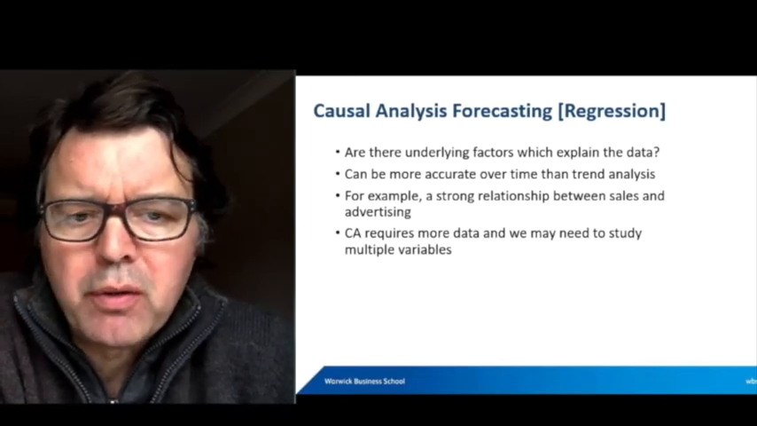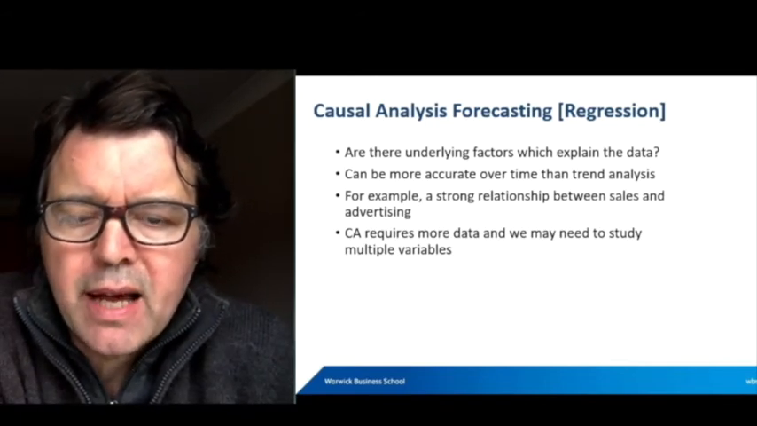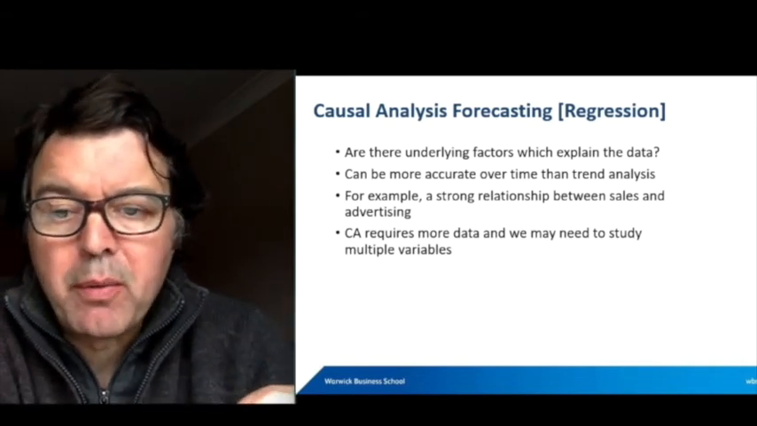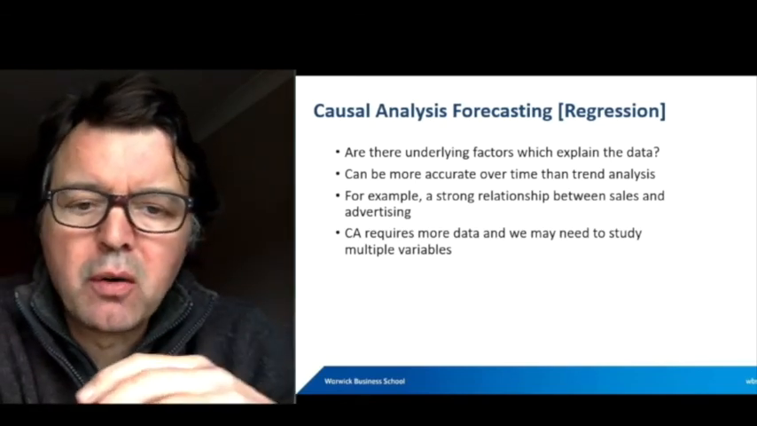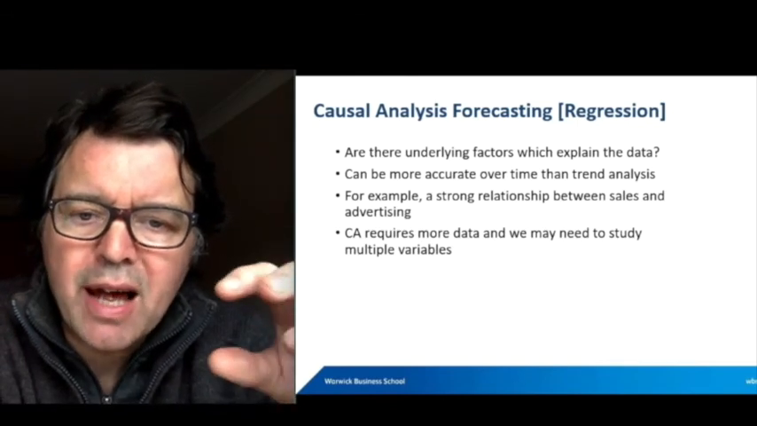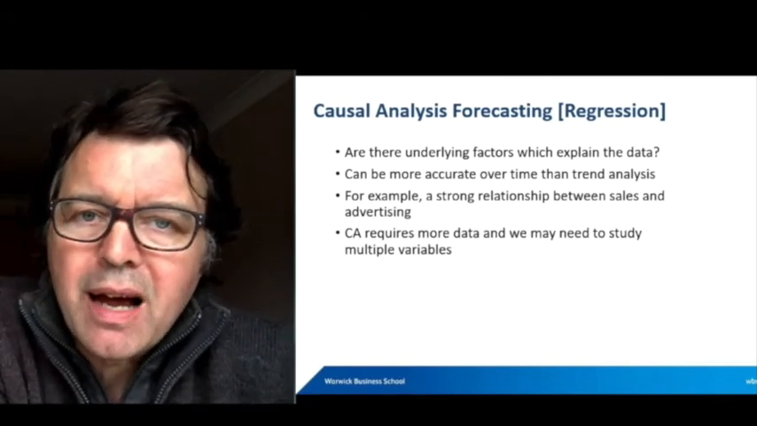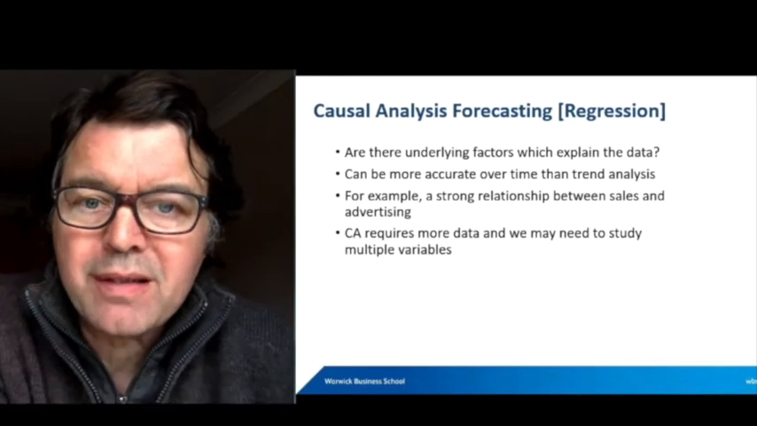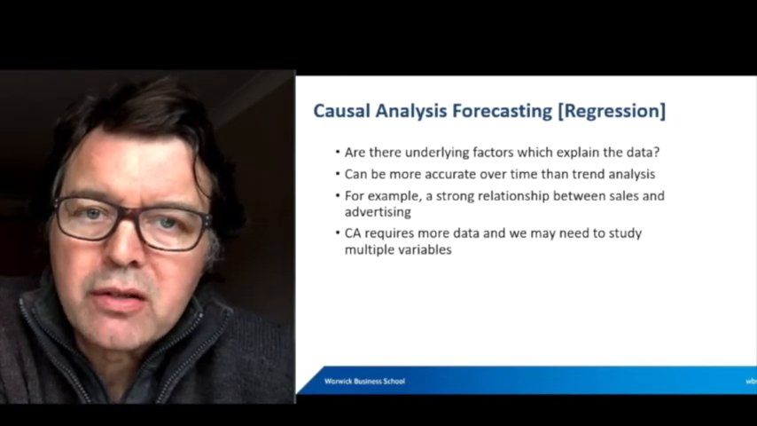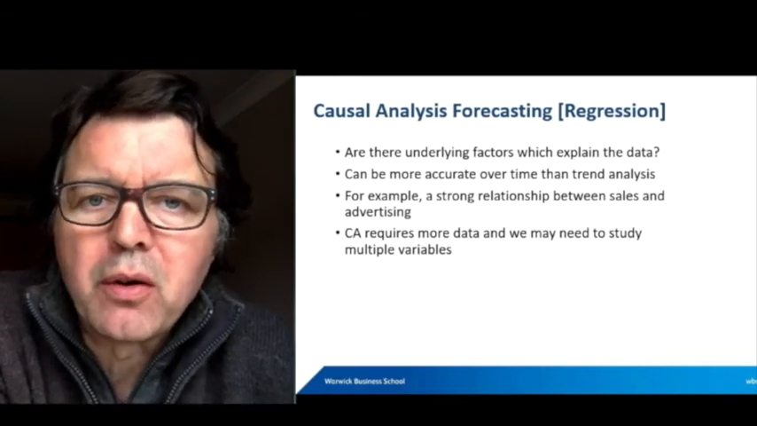So, for example, a strong relationship between sales and advertising. Let's say we advertise more, and we get more sales. And so over time, we might see a causal relationship between sales and advertising, which is what we would expect, wouldn't we? We would expect advertising to have a causal link to sales, because that's why we do it. We wouldn't spend money on advertising if there wasn't a causal link to sales, or at least some positive causal link to something that we thought was important.